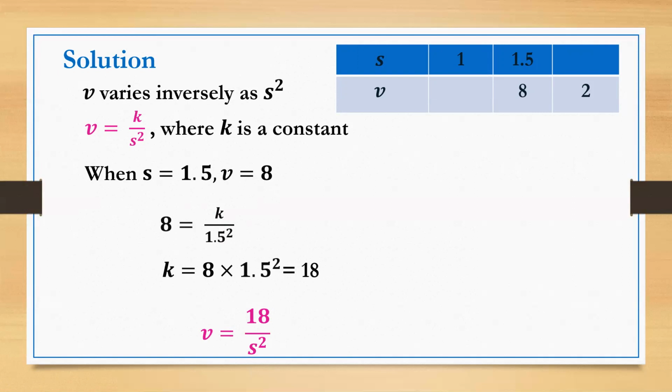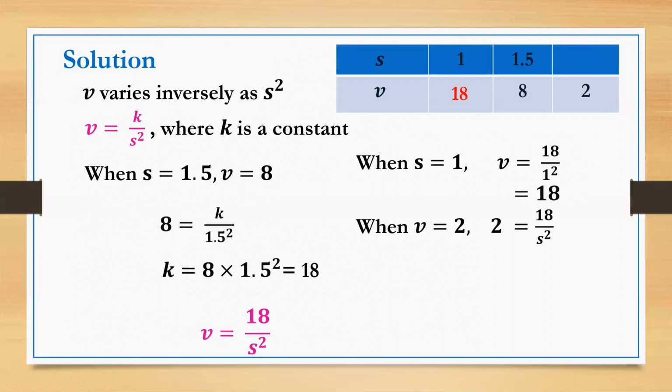Now, when s equal to 1, I replace in this equation v equal to 18 over s squared, s is 1, and I get v equal to 18. Next, when v equal to 2, I need to find s. So 2 equal to 18 over s squared. That is 2s squared equal to 18. S squared will be 9.